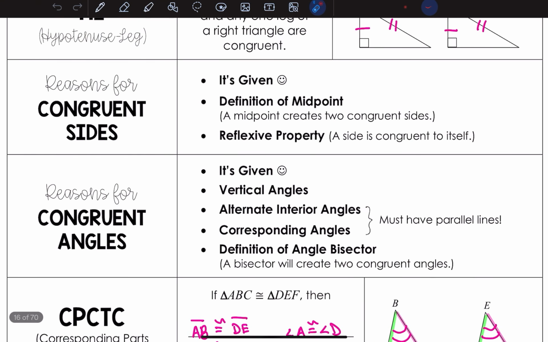So, reasons for congruent sides, the reason why you can say that two sides are congruent. This is talking about when you're writing your two-column proof, what could be on the reason side. It could be given that two sides are congruent. You could be given a midpoint or a bisector. If there is a midpoint or a bisector, you would know that there are two sides that are congruent.